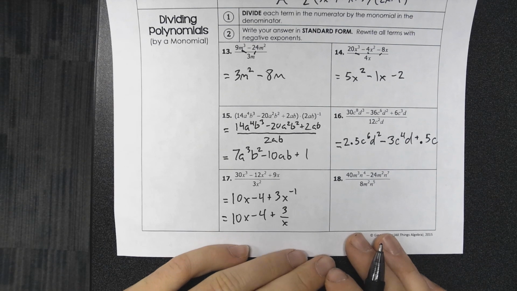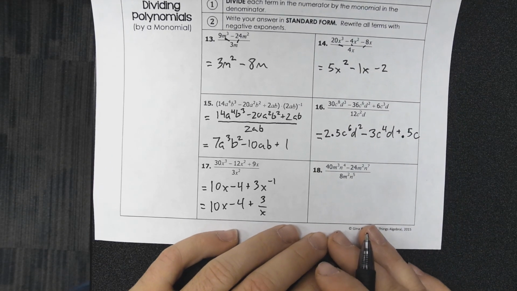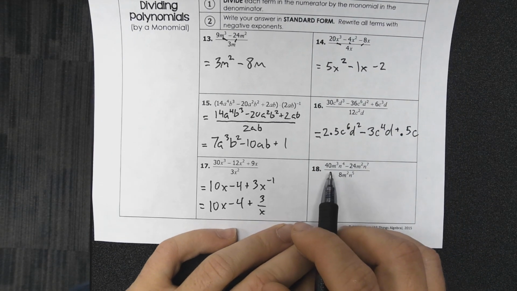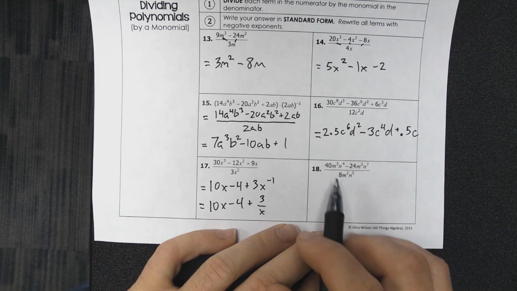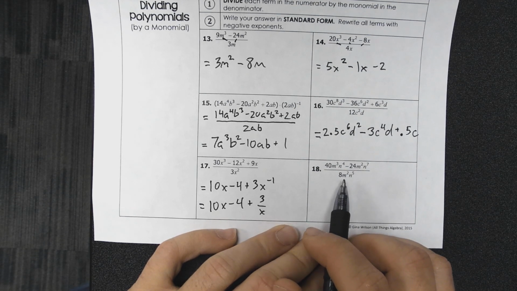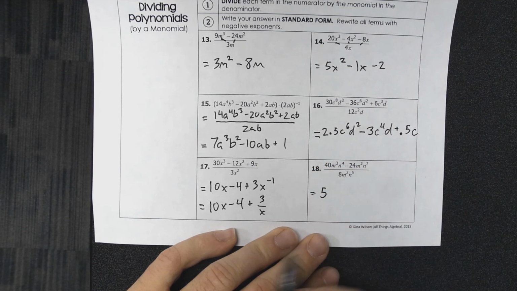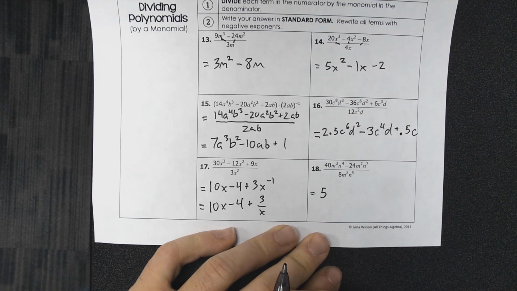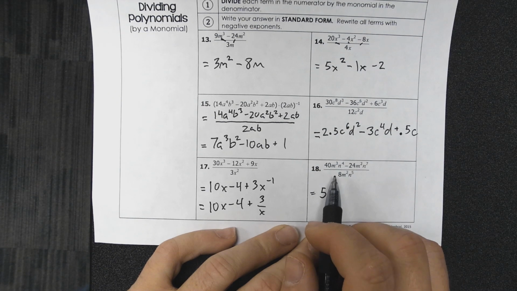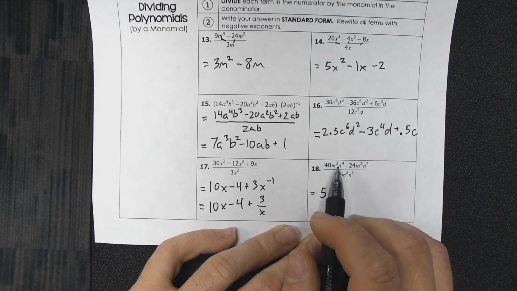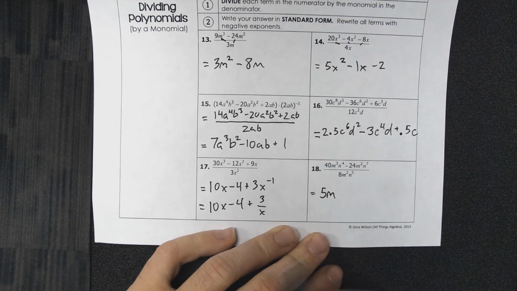All right, last example for today's lecture. You have 40m cubed n to the 4th divided by 8m squared n to the fifth. So divide the numbers first. 40 divided by 8 is 5. And then to divide the variables, you simply subtract the power. So m to the third divided by m squared. 3 minus 2 is 1m left over.